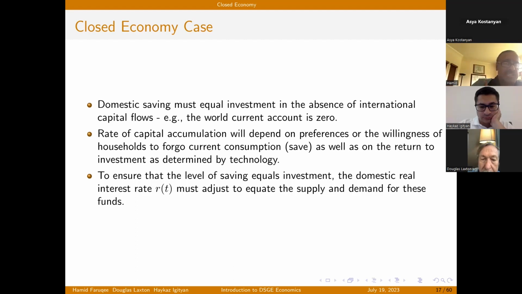So in this case, the interest rate will be endogenous, whereas in the small open economy case, we had an exogenous interest rate at the level of the world real interest rate. Here we'll have an endogenous domestic real interest rate that has to clear the market between saving and investment. Next slide, please.